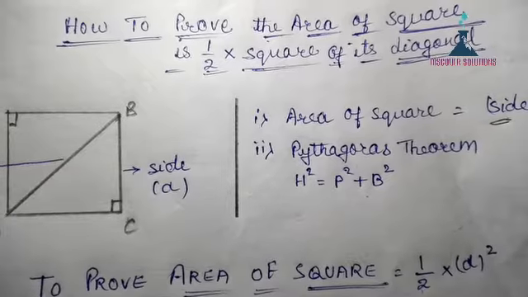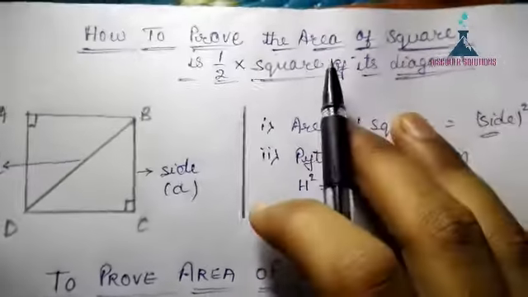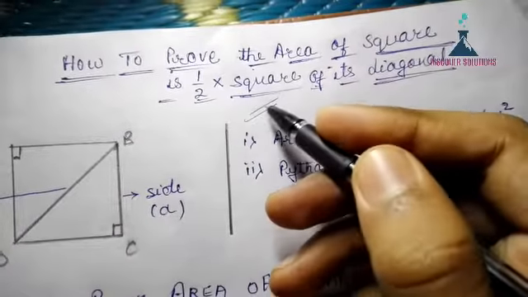So friends, today I'm going to prove that the area of a square is half into the square of its diagonal. That you can see right now.